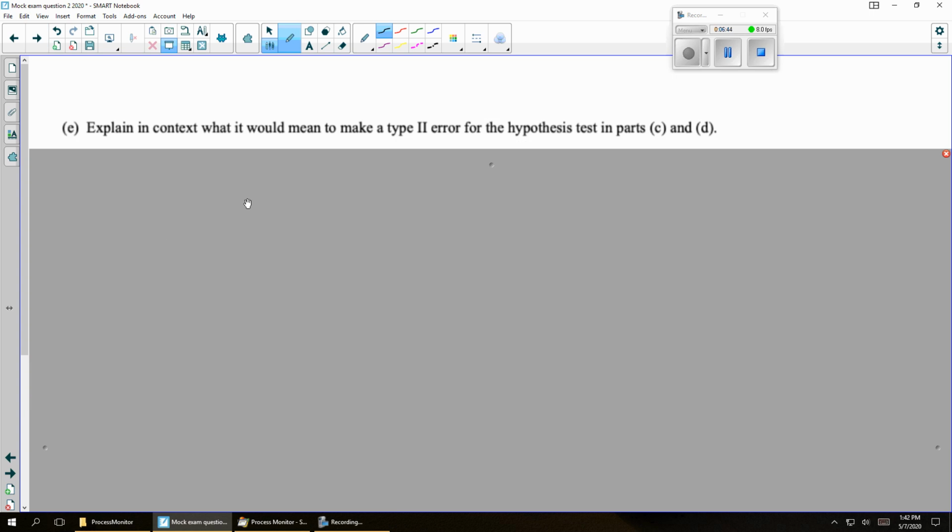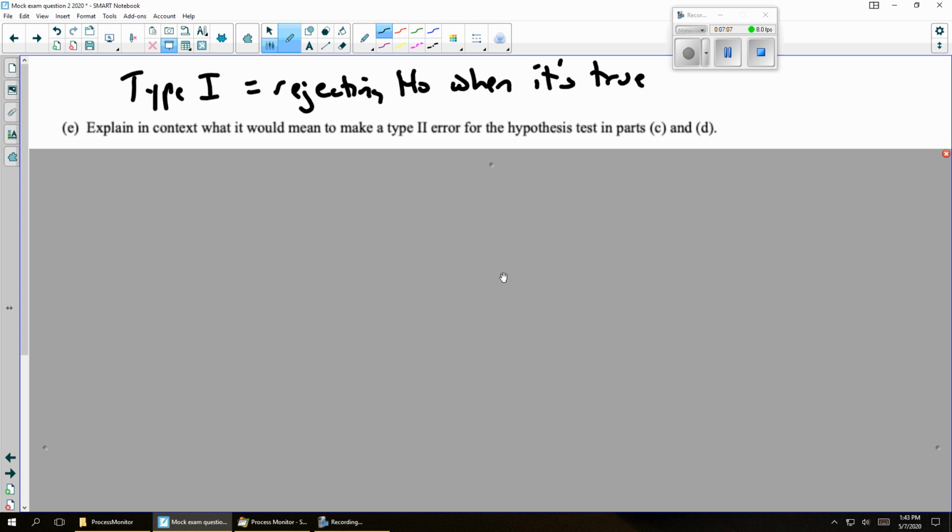Letter E, explain in context what it would mean to make a type 2 error for what we did in these previous parts. Okay, so a type 1 error, this is what I like to refer to. A type 1 error is rejecting H0 when it's true. And that helps me figure out what a type 2 error is.